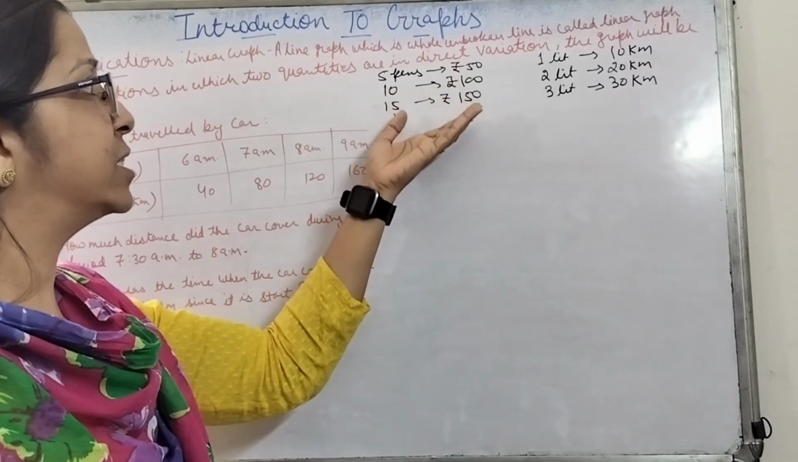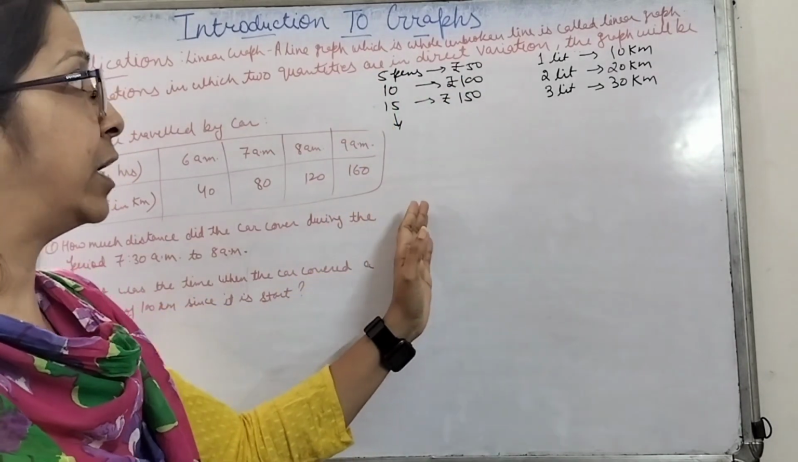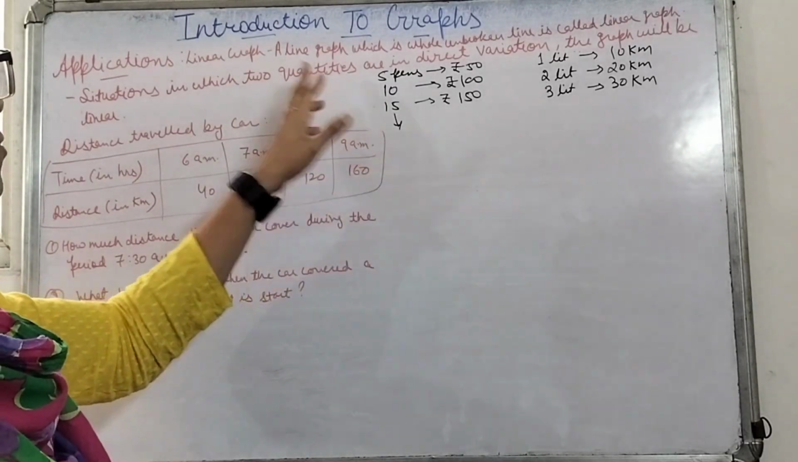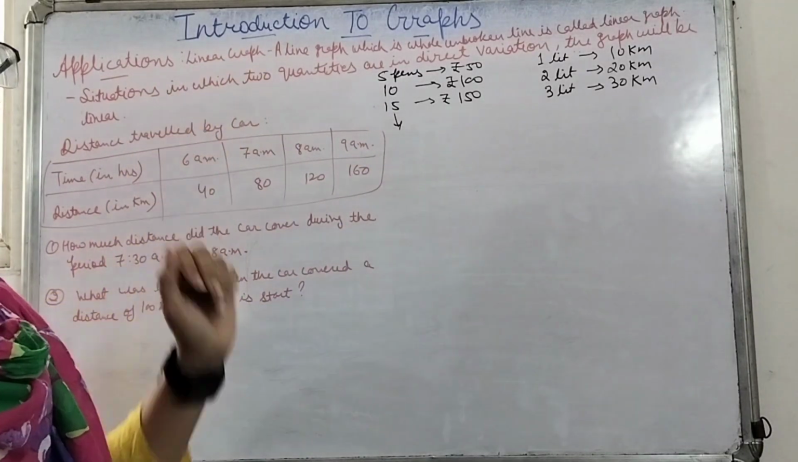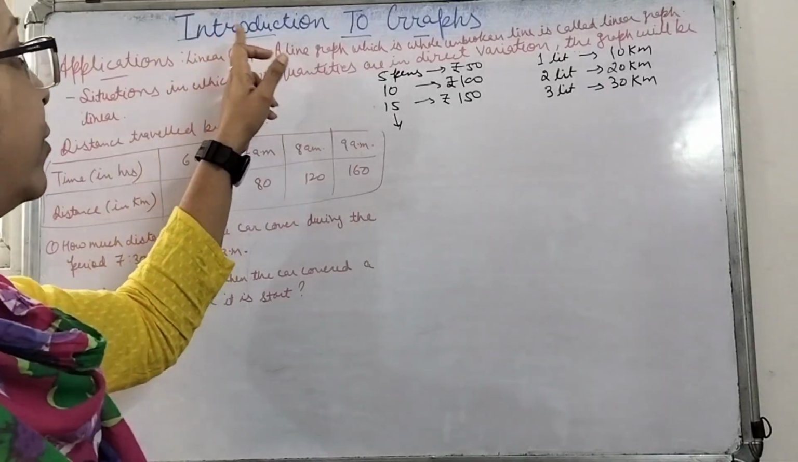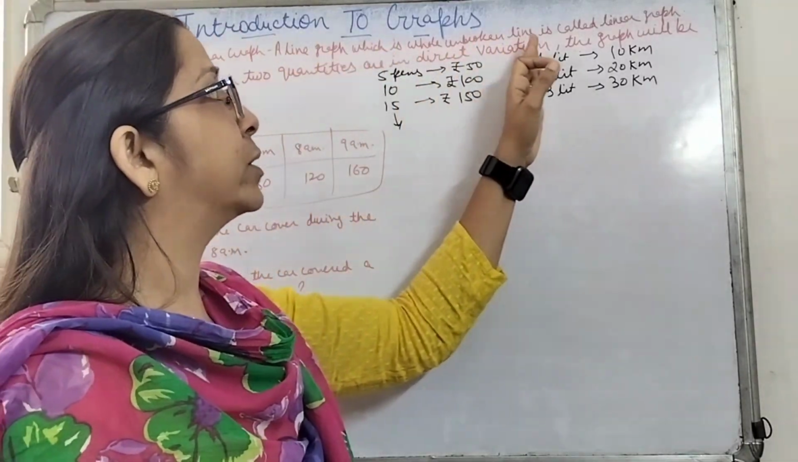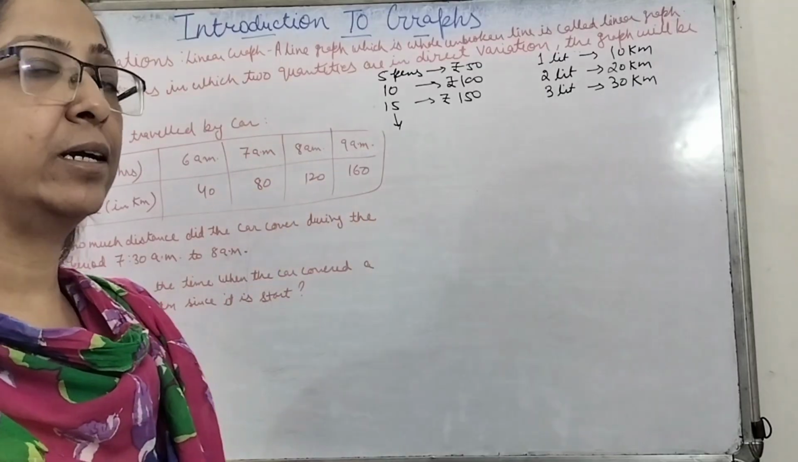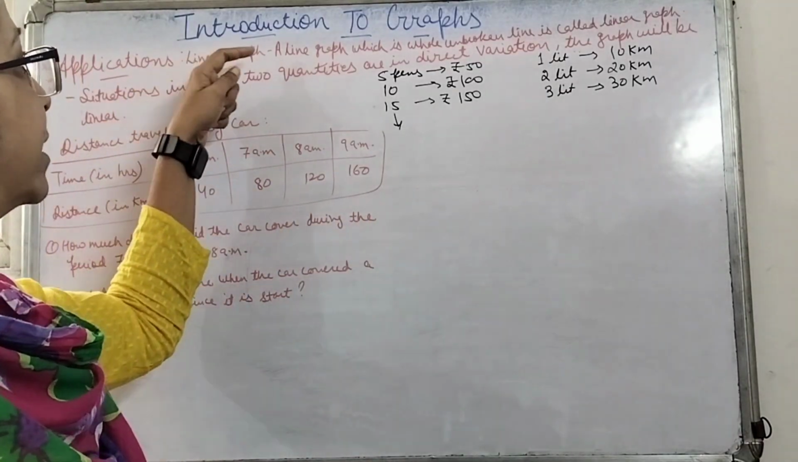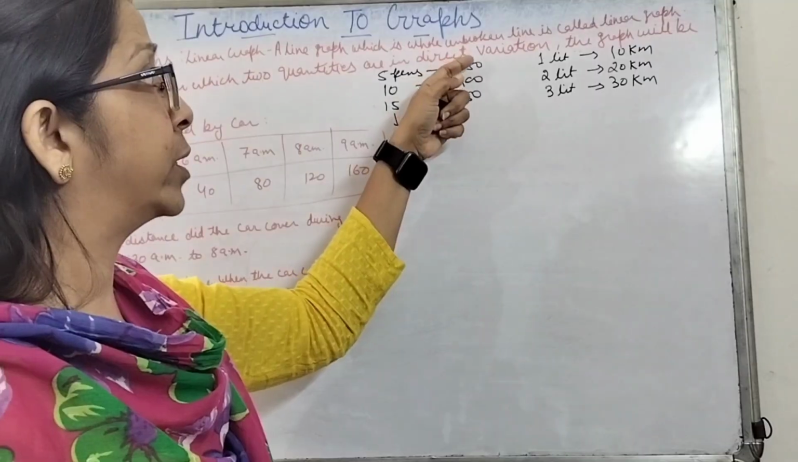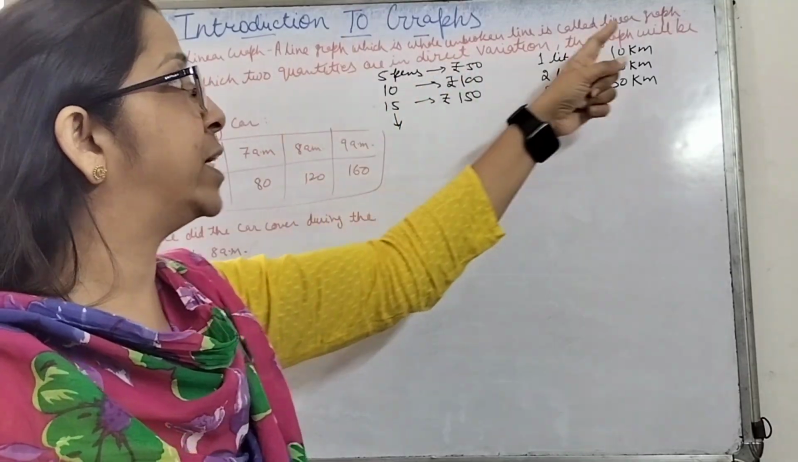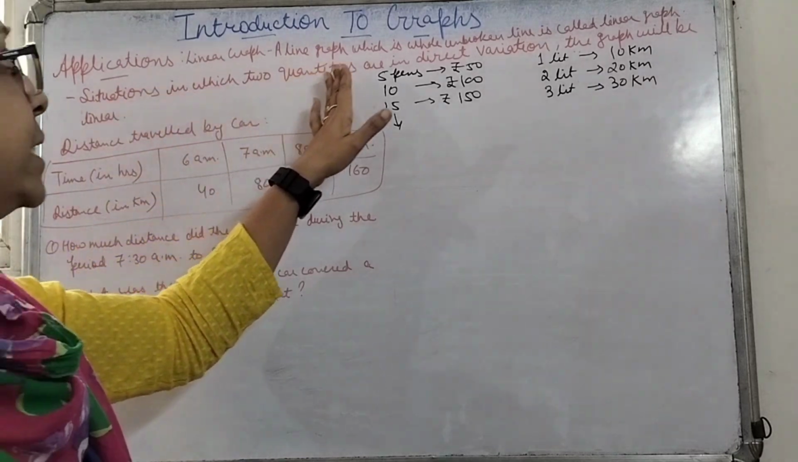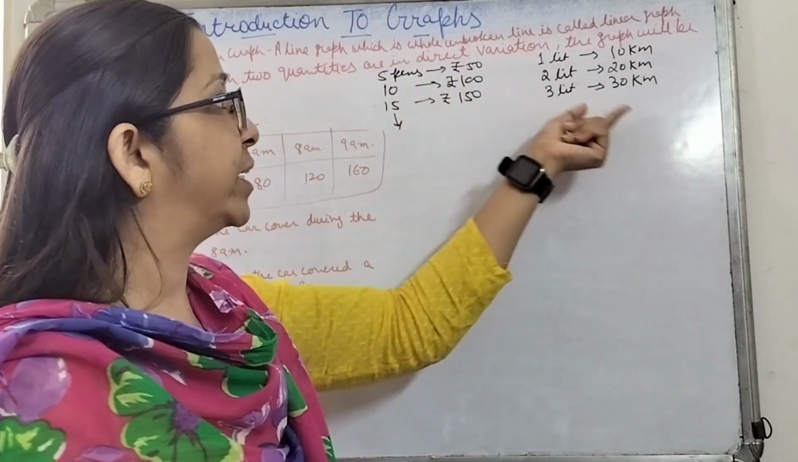When we plot this type of information on a graph, what type of graph will we get? In these cases, we will get a linear graph. So what is a linear graph? A line graph which is a whole unbroken line is called a linear graph. We will see an example of what a linear graph looks like. Whenever we get a line which is unbroken, such a line graph is known as a linear graph.